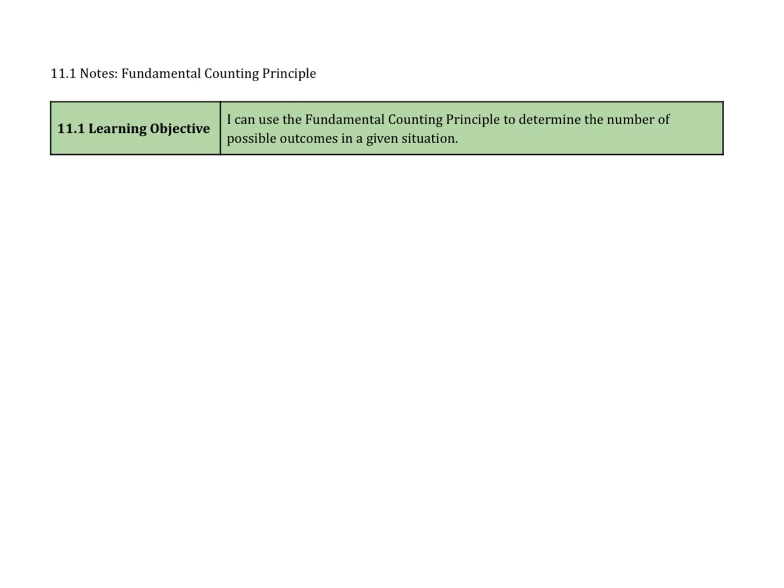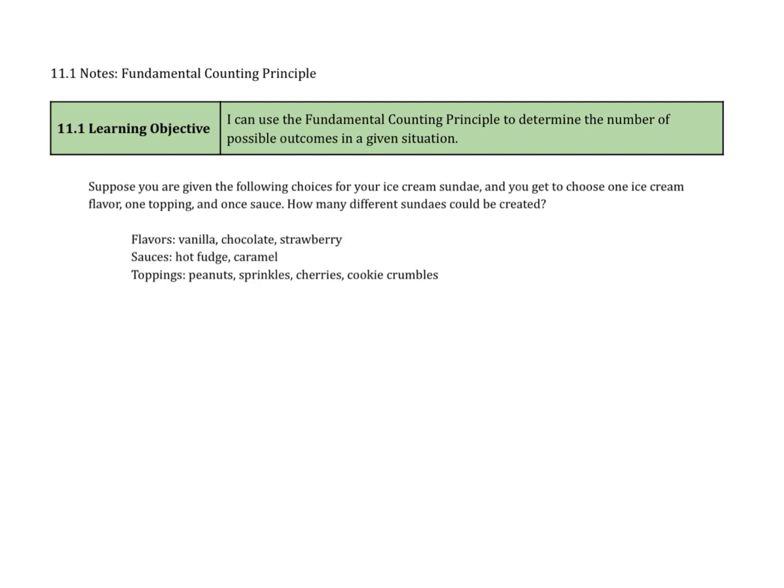In this video, we will use the fundamental counting principle to determine the number of possible outcomes in a given situation. Suppose you are given the following choices for your ice cream sundae, and you get to choose one ice cream flavor, one topping, and one sauce. How many different sundaes could be created?